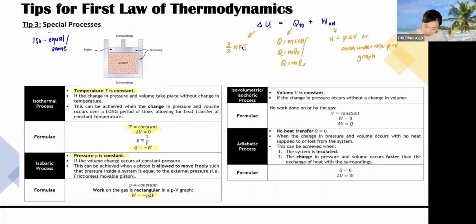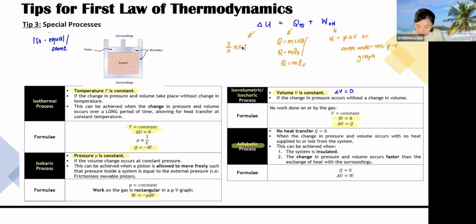Now, what happens if they say isovolumetric or isochoric? Now, this is slightly complicated because choric is hard to remember. You can remember it as isovolumetric, which means volume is constant. So if volume is constant, there is no change in volume. Understand? Meaning to say, my delta V equals 0. And if delta V equals 0, that means W would be equal to 0. Then your internal energy is just equal to your Q, heat supplied to the system.